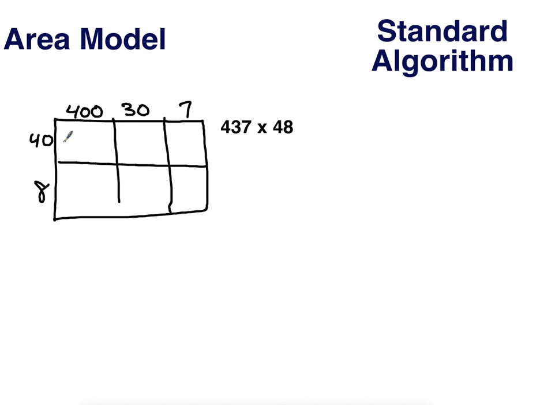4 times 4 is 16, but it's 400, 100 times bigger, and it's 40, so 10 times bigger. 4 times 3 is 12, 10 times bigger for 30, another 10 times bigger for 40. 4 times 7 is 28, 10 times bigger. 4 times 8 is 32, make it 100 times bigger. 3 times 8 is 24, make it 10 times bigger. 7 times 8 is 56. Now we have to add all of that up.